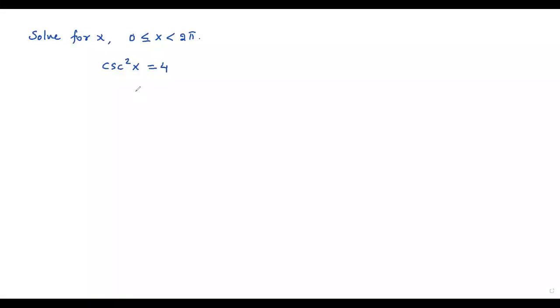Here we have a trigonometric problem, that is, we have to solve for x in the given trigonometric equation, that is cosecant square x equals 4, where x is in the interval [0, 2 pi), that is, x can be greater than or equal to 0 and it has to be less than 2 pi.